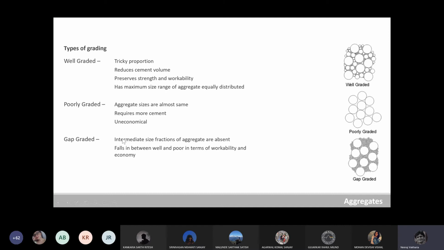Then gap graded. Okay, so intermediate size fractions of aggregate are absent. So it falls in between well graded and poorly graded in terms of workability and economy. So it may be that there is only large aggregate, and the gap between the smallest aggregate and the largest aggregate, the percentage of it might be huge, which shouldn't be the condition. Otherwise, as you can see, this kind of composition we might get after we construct. Okay.